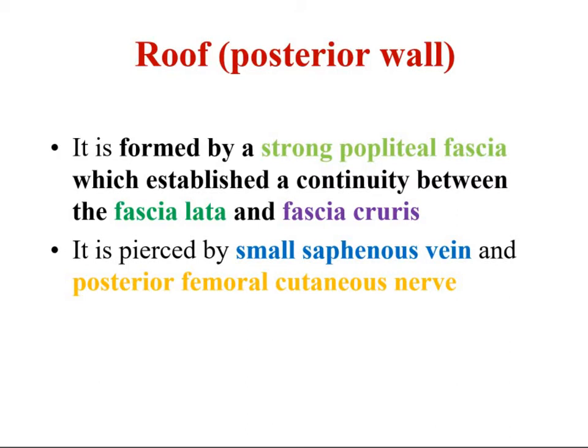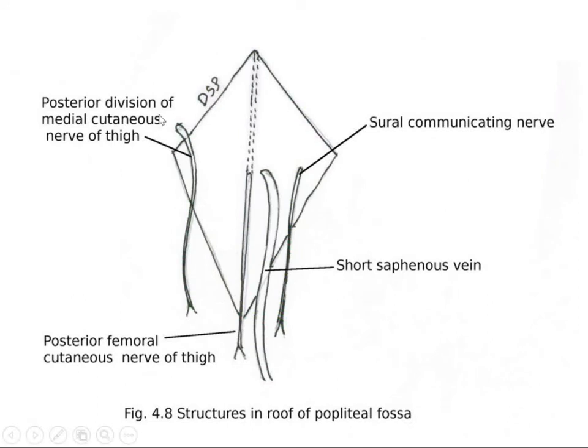So you can see the diamond shape structure. This diagram is, I think, not given in any book. So you can see this diagram for the structures in the roof. Okay? You can see the short saphenous vein which is over here and it will enter the popliteal vein and terminate over here. Then we have the posterior division of the medial cutaneous nerve of thigh. Sometimes we have the sural communicating nerve and then the posterior femoral cutaneous nerve of thigh which is piercing the roof of your popliteal fossa. Okay?